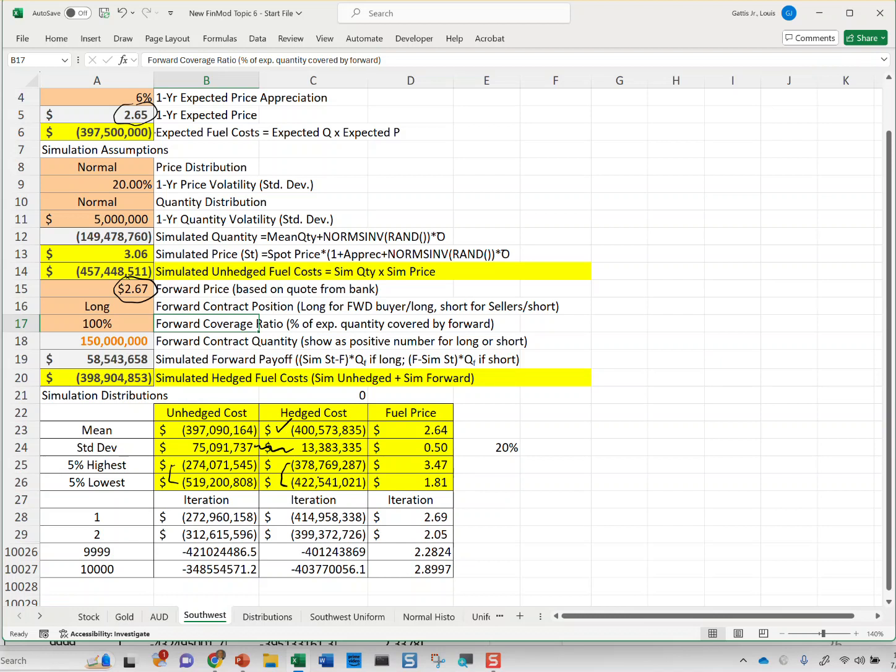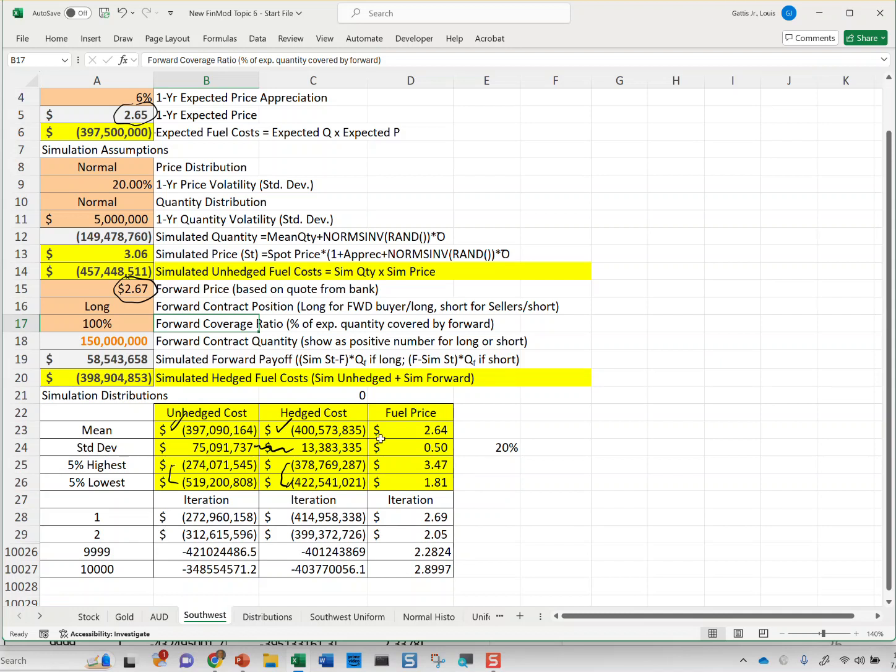So there's a 5% chance. There used to be a 5% chance they could pay from 397 and go to 520. Now it's only as high as 422. So they'd have to hold just a little bit of capital, or a little extra funds, just in case the prices are higher. So you can really see the benefits.